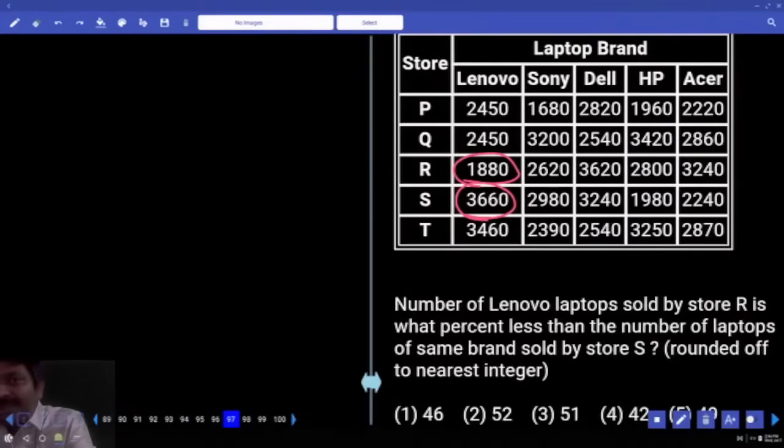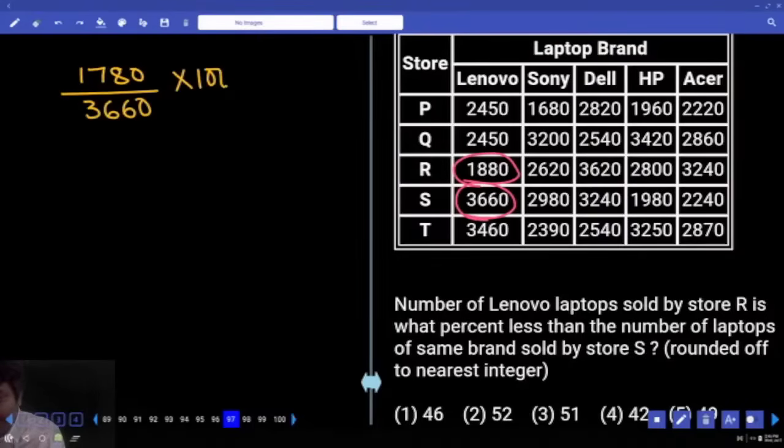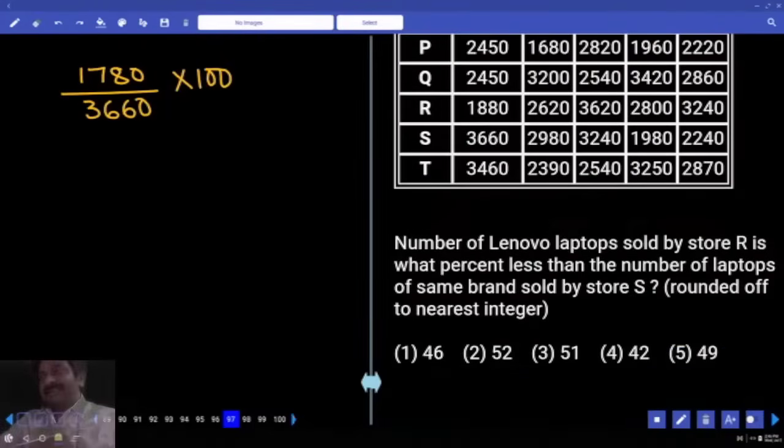Instead of 1880, subtract 2000, add 120 later. Subtract 2000, 1660, add 120, 1780 less. From where? 3660, percentage. Okay. Anyway, it is rounded off to nearest integer.